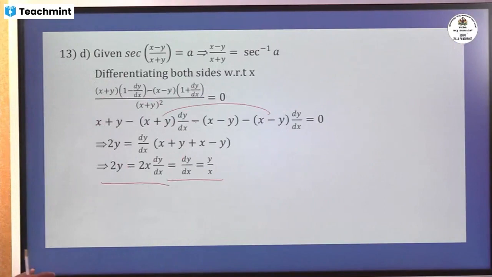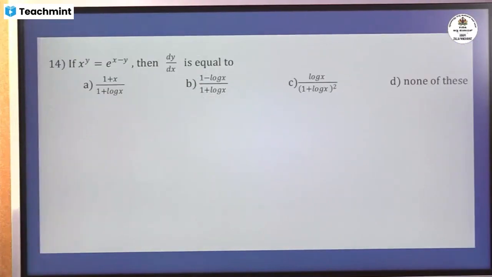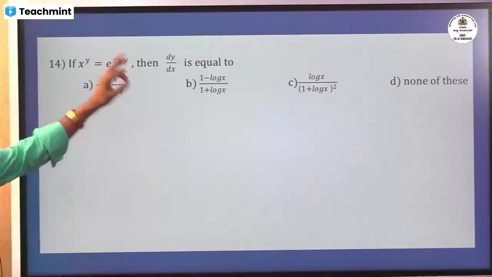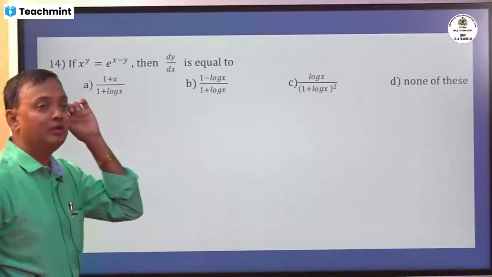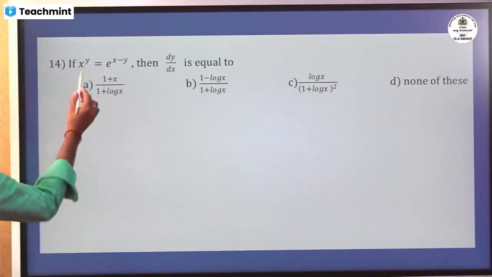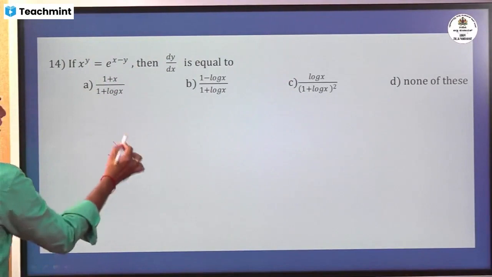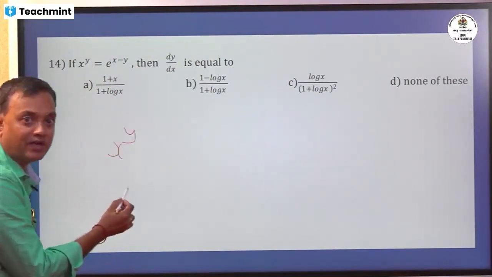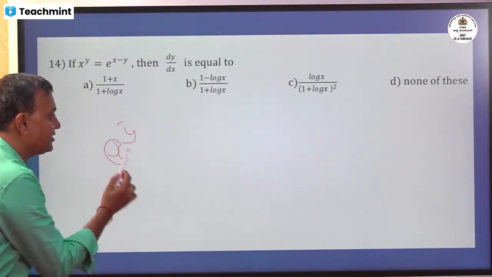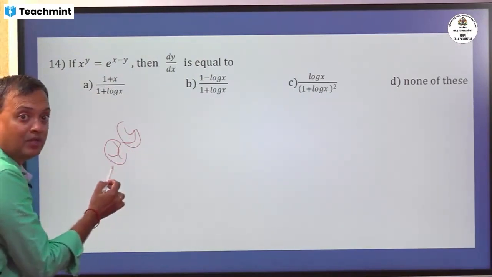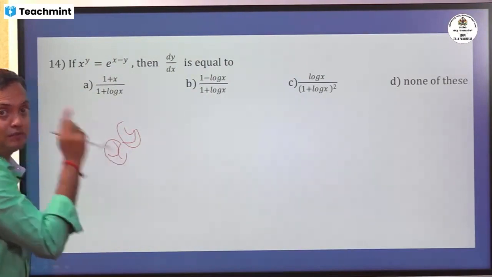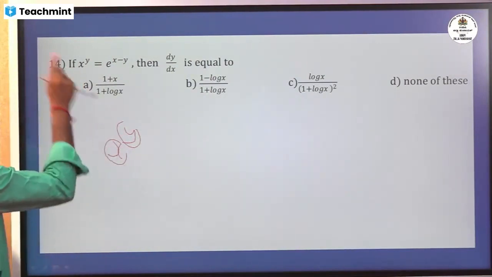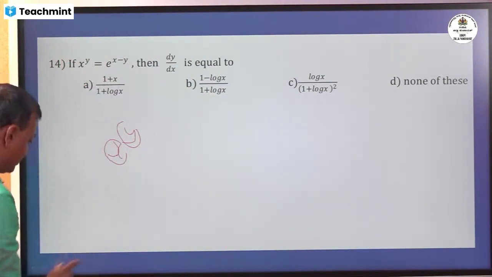Next question. If x power y equal to e power x minus y, then dy by dx equal to? This problem is in your textbook, look. Here x power y, how can you differentiate x power y? Here base is x, index is y, both are variable. So to get the derivative here we must take log. Log on one side only? You have to take log on both sides.